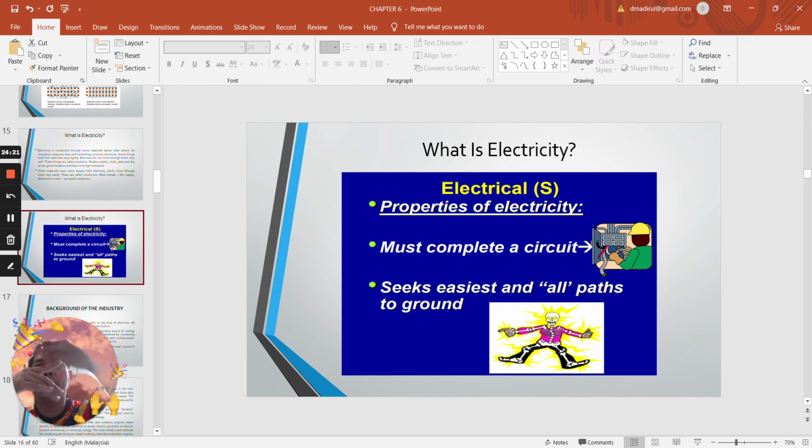The second fundamental property of electricity is that the current will seek the easiest path to the ground. So that's why you need to know the hazards in it. Electricity will find the easiest path, and it will also find all paths for it to go to the ground.